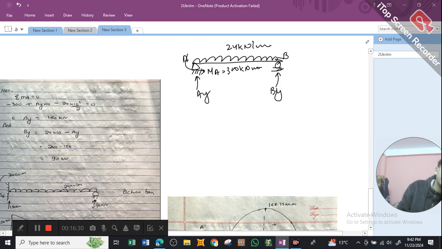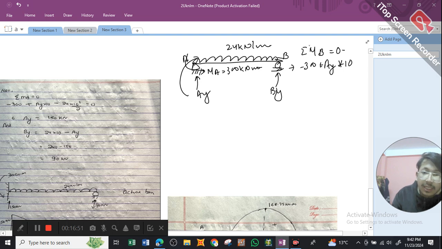What we can do is take moment about A, or take moment about B equals 0. In this case they have taken moment about B equals 0. The 300 kilonewton meter is acting in anti-clockwise direction, so its value will be negative, minus 300, plus AY, which is acting in clockwise direction, so positive, AY into 10. BY will not produce any moment at B since the distance is 0. The 24 is acting downward, so it is going to produce minus 24 into span 10, and it will act at a distance of 10 by 2 as I explained before. On solving this, we are going to get the value of AY as 150 kilonewton.